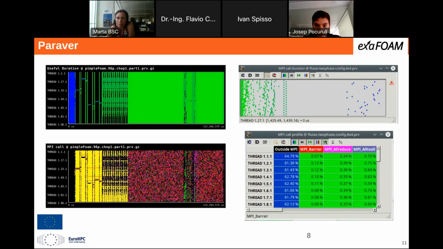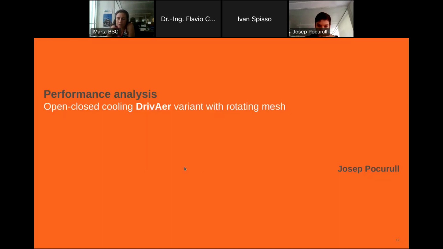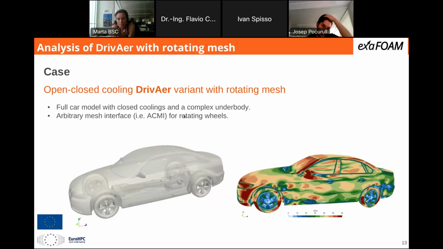And now, next, Josep will present you an example of using this methodology when analyzing one use case of OpenFOAM. Okay, thank you. I will present one analysis that we are doing right now on a variant of the driver case, a variant with open close cooling and with rotating mesh. Basically, for my understanding, it's a car with rotating wheels.